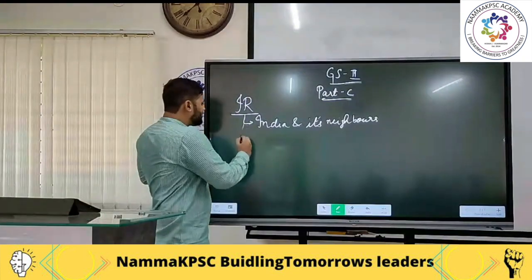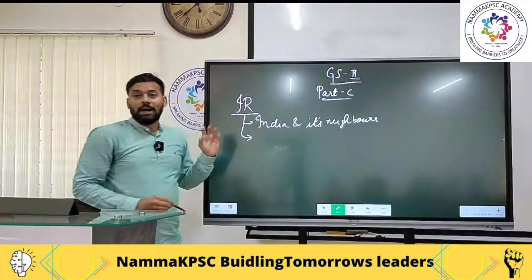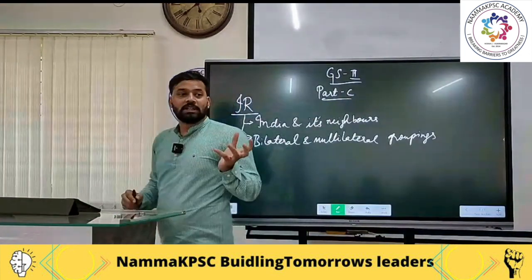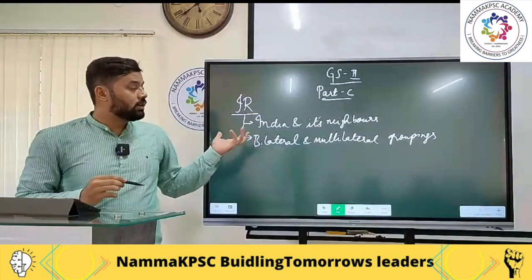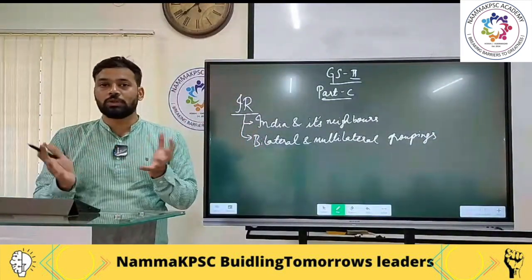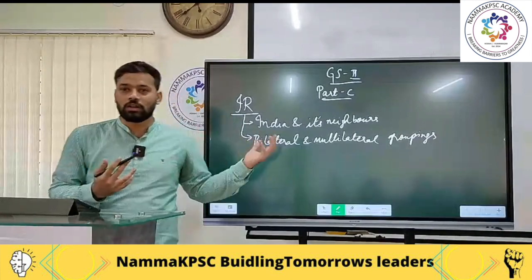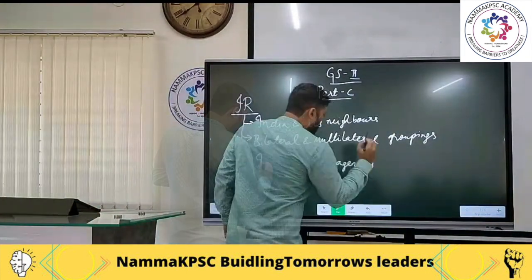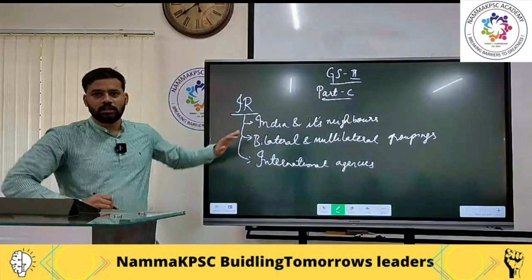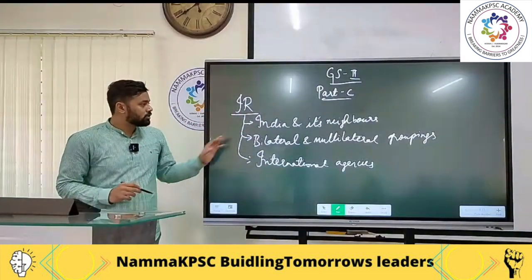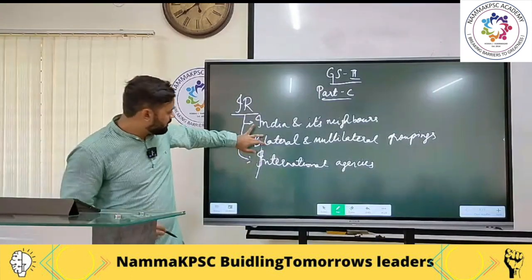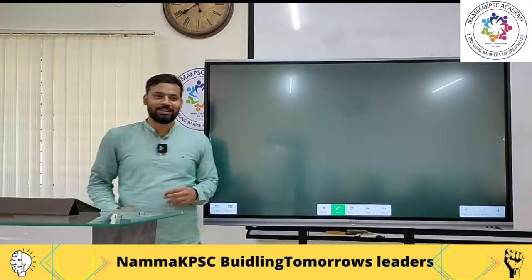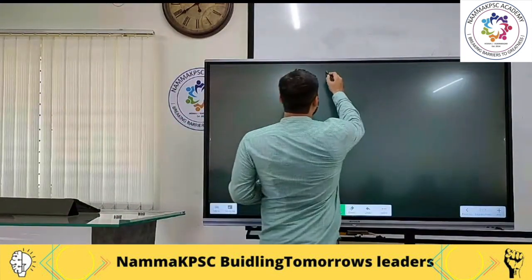And the second one will be bilateral, multilateral, or groupings. We have bilateral groupings and multilateral groupings, right? Different nations come together and form a group like BRICS, SCO, and a lot of other organizations. Also, some international agencies, we will be covering all this in international relations. So when it comes to India and its neighbors, the first neighbor that pops into your head is Pakistan. So first we'll deal with India-Pakistan.